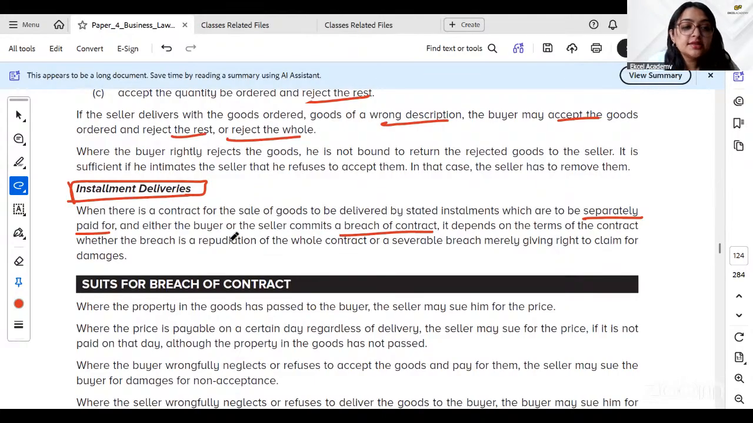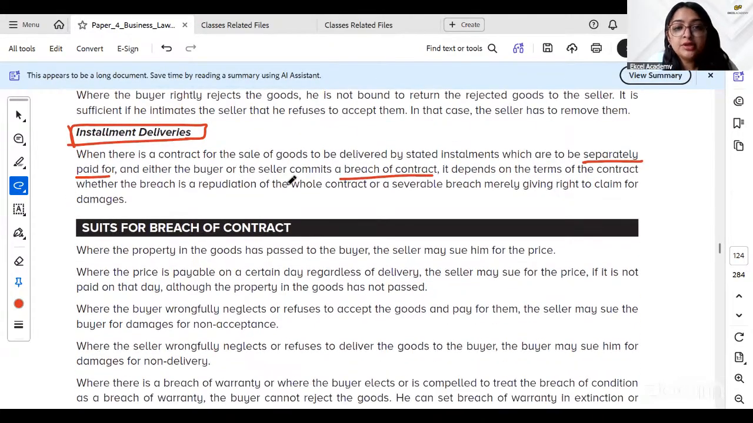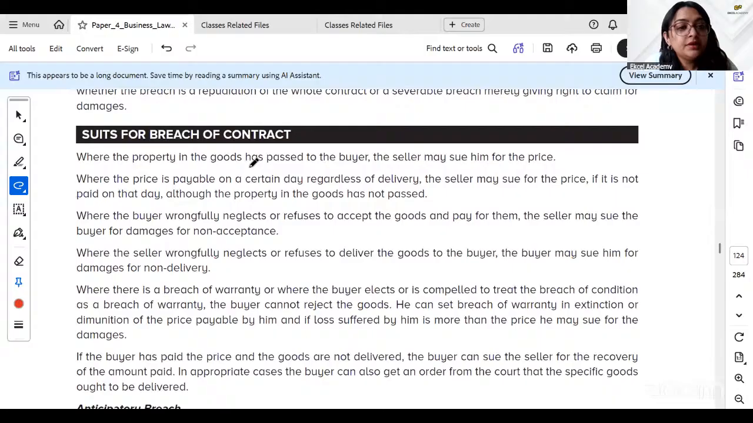Okay. Next is suits for breach of contract. When property has passed, the seller may sue the buyer for price. When price is payable on a certain day, regardless of the delivery, the seller may again sue for price. Where the buyer wrongfully neglects or refuses to accept, the seller will sue the buyer. Where the seller wrongfully refuses to deliver, the buyer can sue the seller.